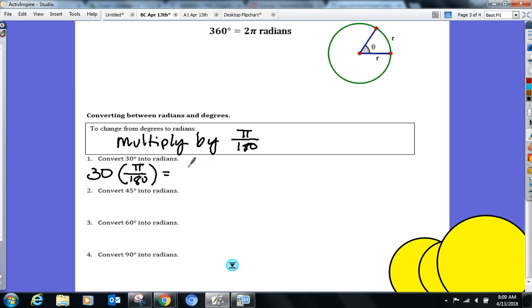Do you see any equal sign, by the way? Anybody see any equal sign in between here? Me neither, so don't cross multiply. 30 times pi over 180. Keep the pi in your answer. Keep it in terms of pi. I am going to ask that you reduce that, though. Reduce the fraction.